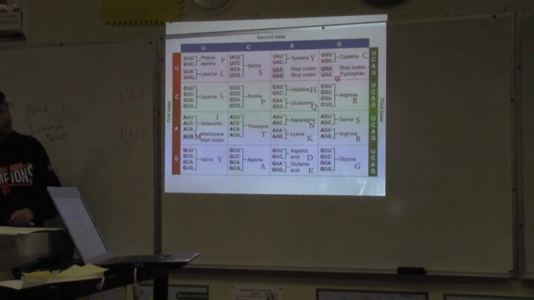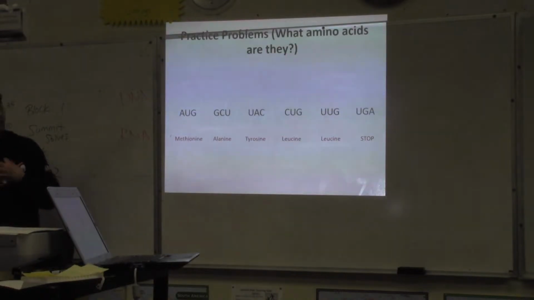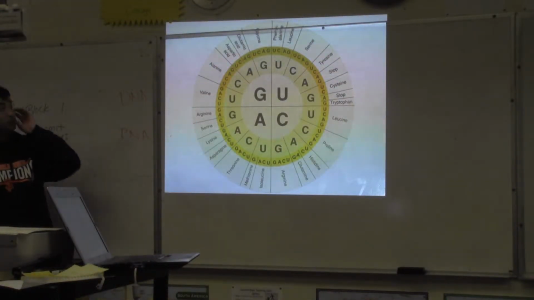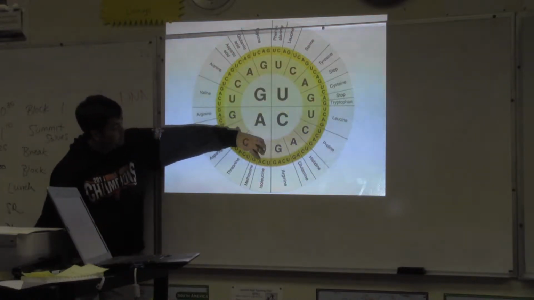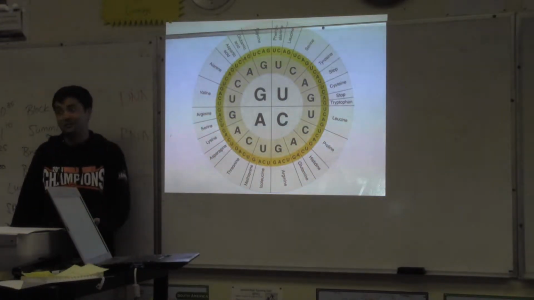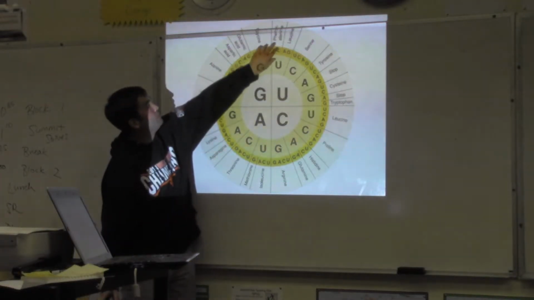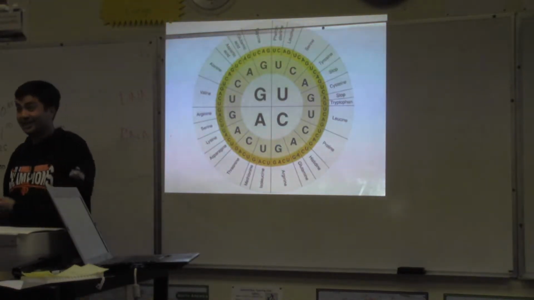So they have another table that, in my mind, is actually a lot easier to use. It's the wheel. And the way the wheel works, let's say we have AUG. We start with the A, move to the U, move to the G, methionine. Much easier, right? We have UUU. We start with the U, move to the U, move to the U, phenylalanine. You guys like that one better?